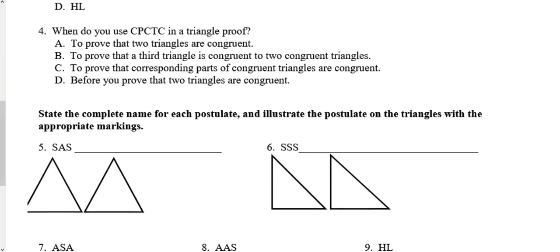When do you use CPCTC? Remember, that stands for corresponding parts of congruent triangles are congruent. A is wrong because CPCTC can only happen after you've proven them congruent. To prove that a third triangle is congruent to two other triangles? Nope, never done that. To prove that corresponding parts are congruent? Well, that's the definition of it. And before you prove, again, it's afterwards.